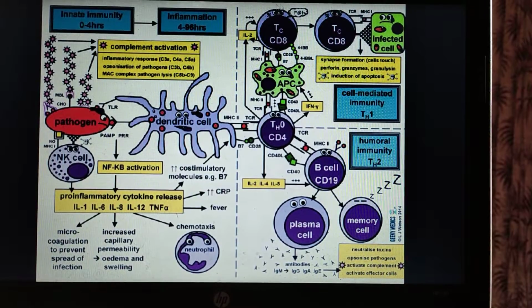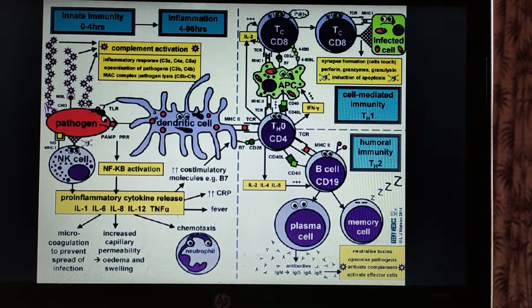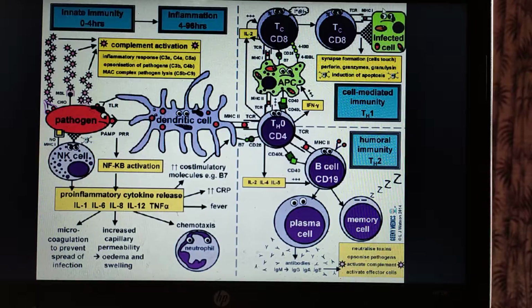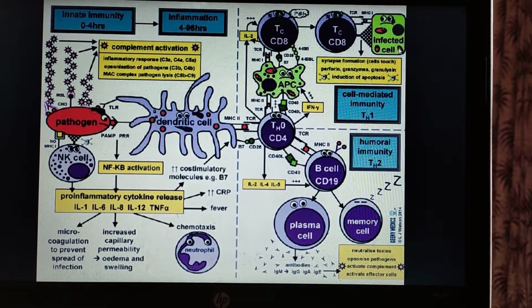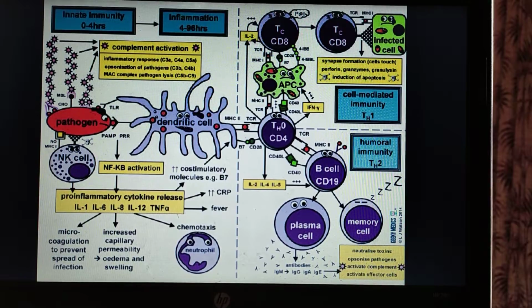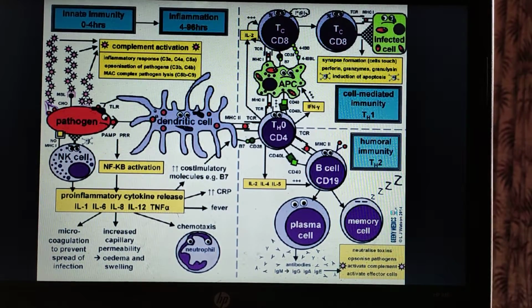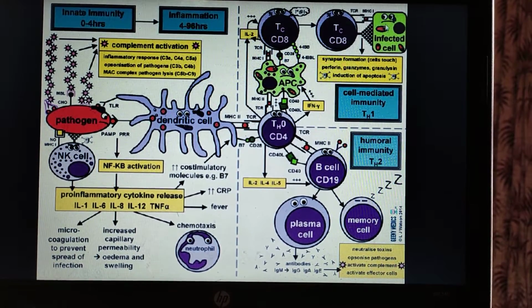TC cells are cytotoxic cells. Upon activation, these TC cells bind to the virus infected cells, that is, when any virus enters inside the body, it infects the cells. So these cytotoxic cells kill the virus infected cells.